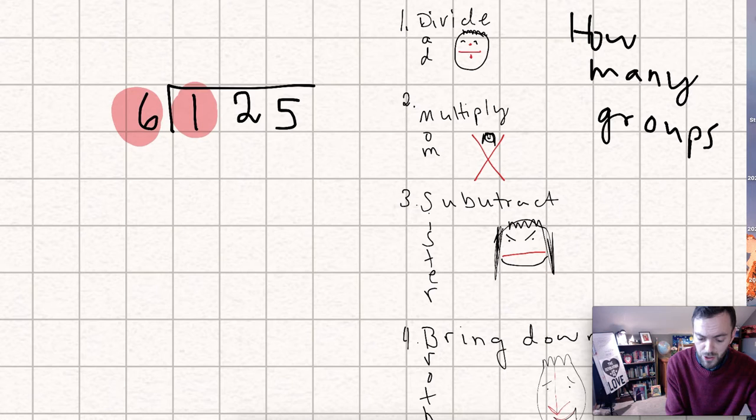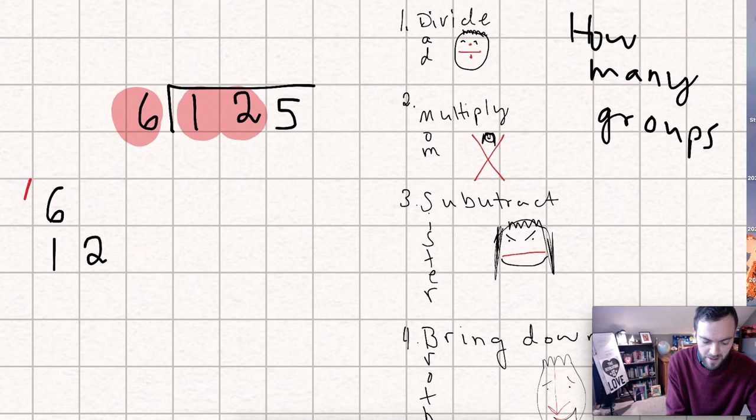So I'm going to use that shortcut that I showed you in the last lesson, which is if I can't make any groups of 6 with 1, I'm not going to move on to step 2 or 3. I'm going to extend that question. How many groups of 6 can I make with 12? This is a shortcut that will come in handy. Let's see. What are multiples of 6? 6, 12. Oh, there we go, 12. Got it.